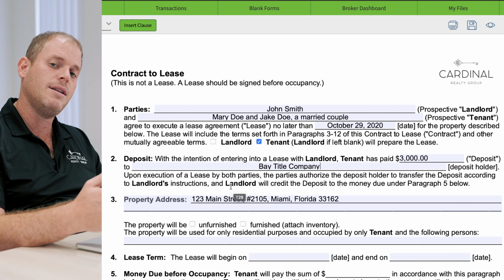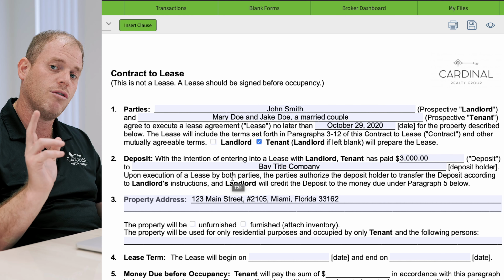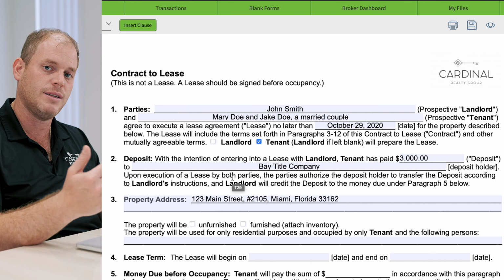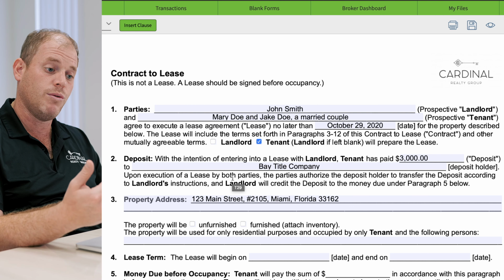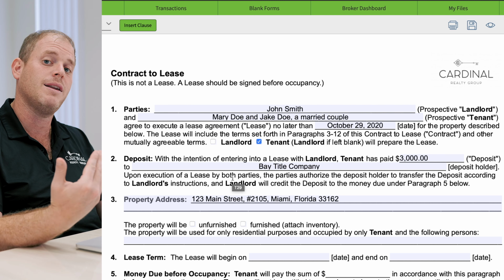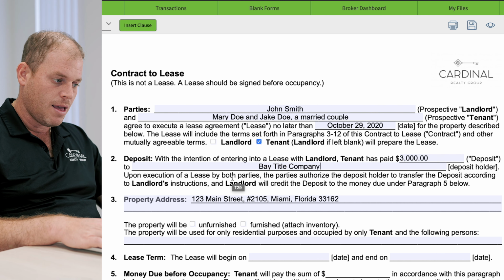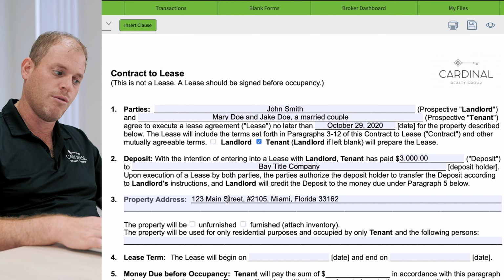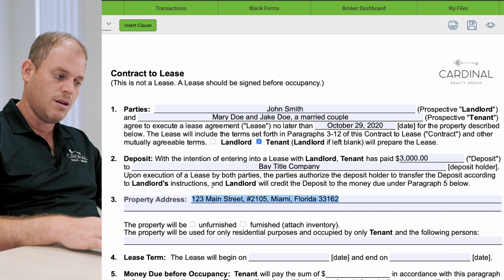And you're going to present that letter, that escrow letter, with this offer to the landlord so they can see how serious you are. Hey, we really mean business. We've even made a deposit, okay? And the property address we've been using here in section 3, 123 Main Street, number 2105, Miami, Florida, 33162.